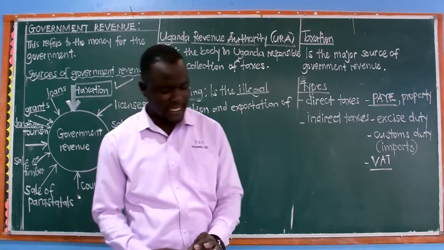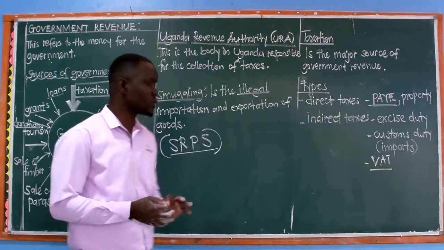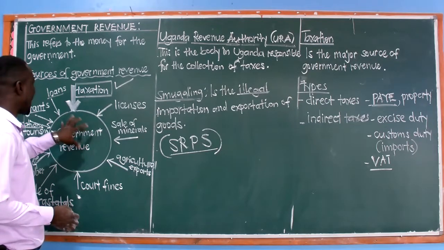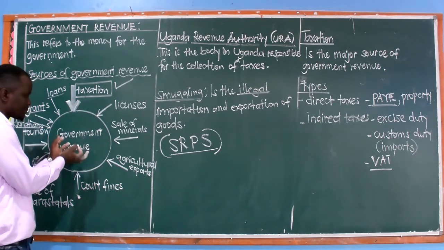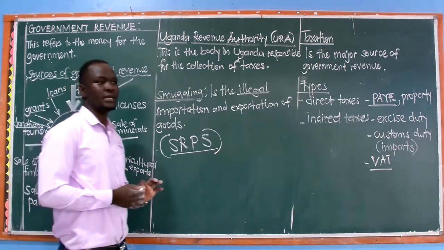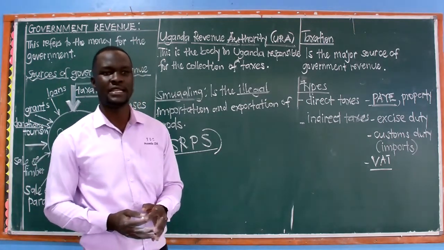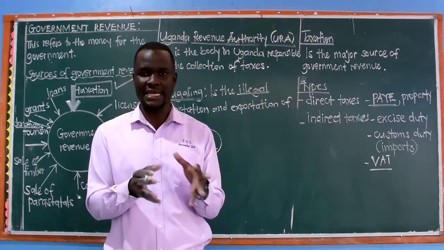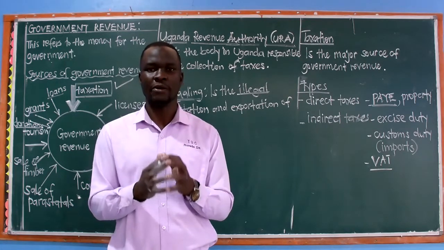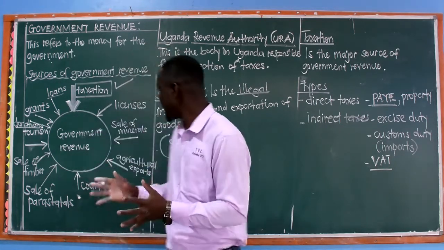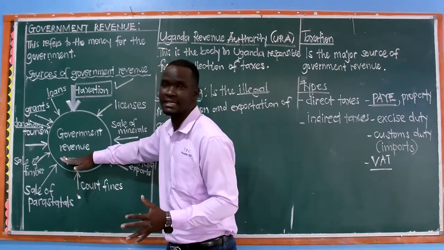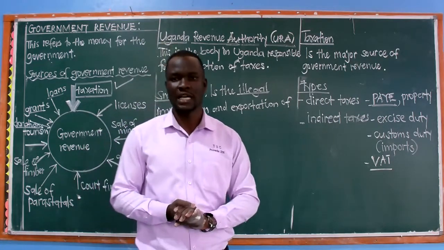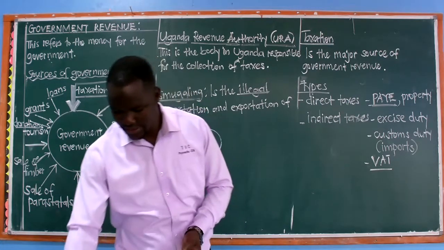After the government gets this money, we should look at how it will be budgeted for, which means the government officials in that line will sit and budget to allocate this money on how it is supposed to be spent. That is what we are going to look at as budgeting, which we shall talk about in our next lesson.